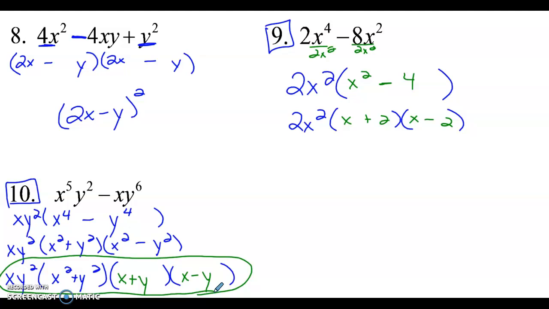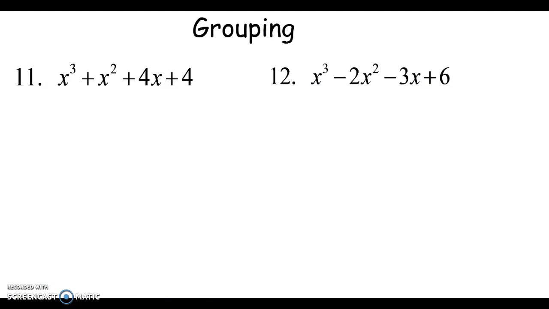All right, let's try the grouping method. So for the grouping method, what you want to do is put your factors together. So look at like these first two and see what you can pull out front. Then look at the next set and see what you can pull out front. So on those first two, we can pull out an x squared. So if I take out an x squared, what am I left with? Don't forget the 1, so x plus 1.